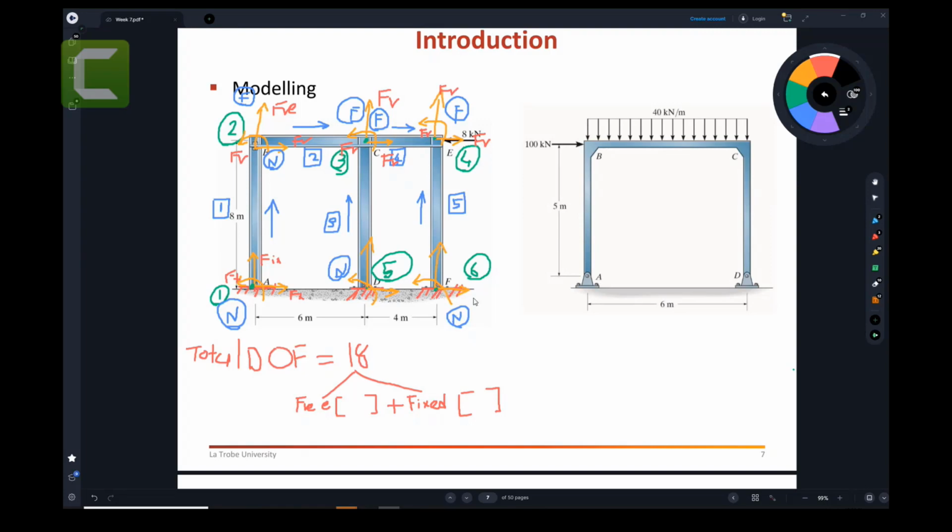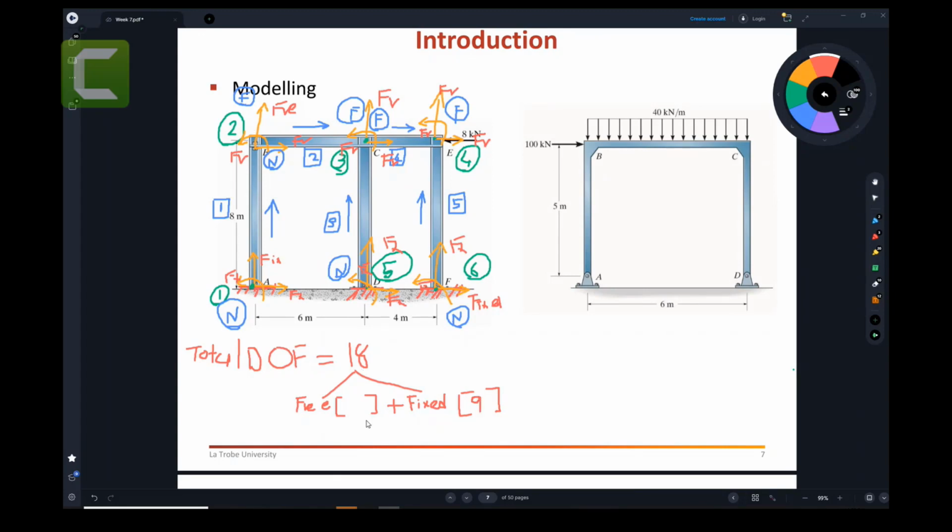This point here is a fixed support, so it is fixed. Fixed here, fixed here. Again, this point is fixed, fixed, and fixed. So how many fixed? 1, 2, 3, 4, 5, 6, 7, 8, 9. 9 are fixed.